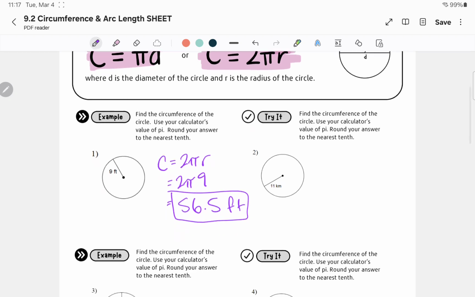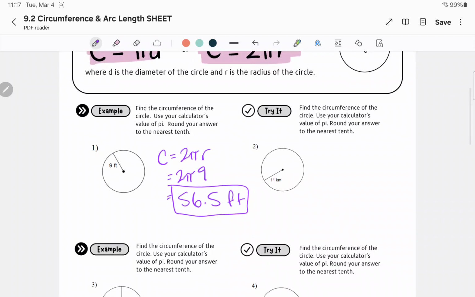So go ahead and try number 2 on your own. All right, so hopefully you started with the formula, which is C equals 2 pi R. We're going to fill in the radius, which is 11. And so now I'm going to put in 22 times pi into the calculator. So we get 69.1 kilometers.